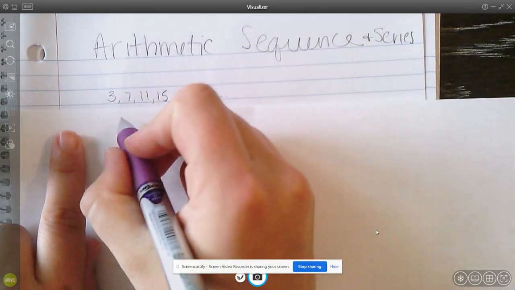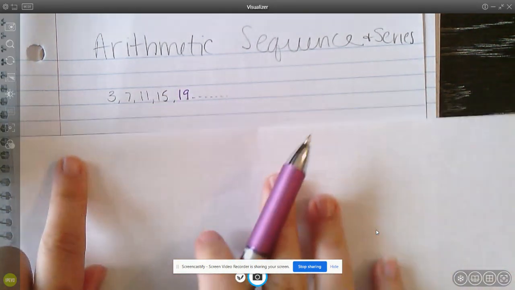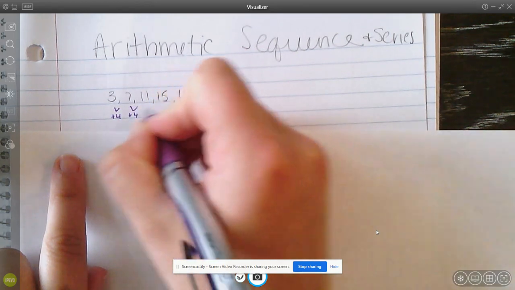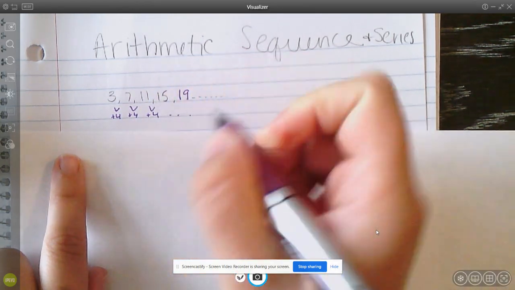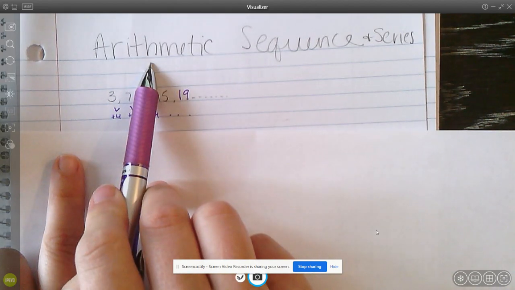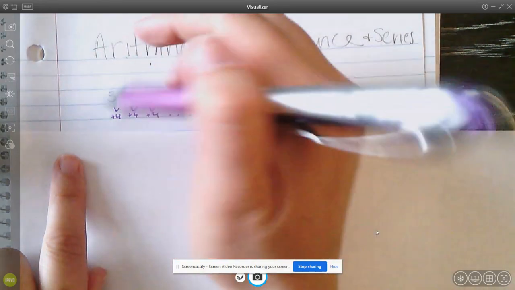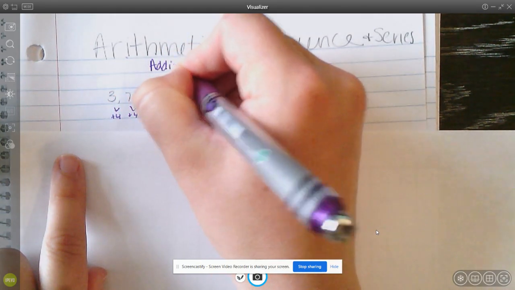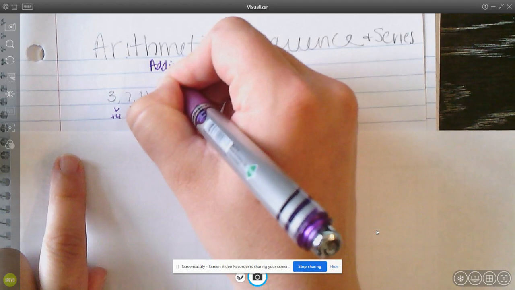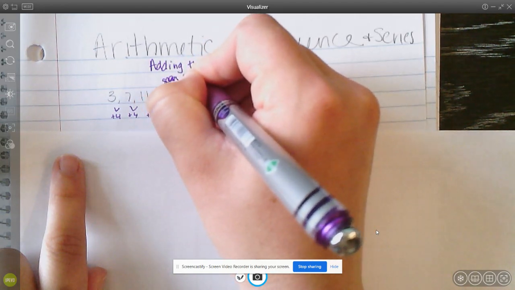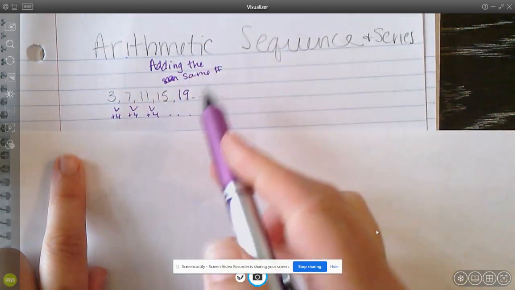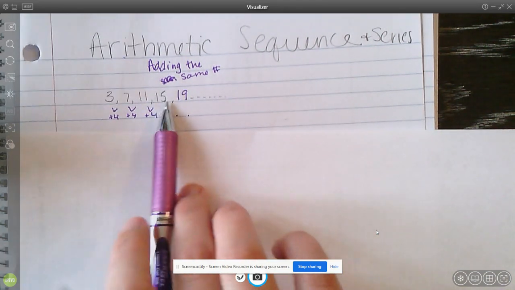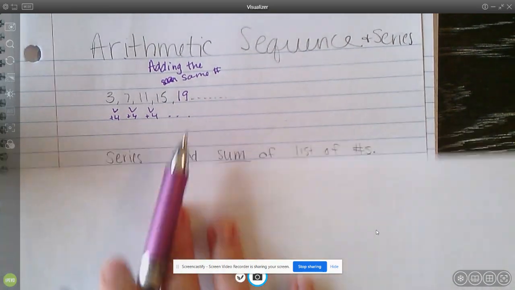Now if you notice, we're adding 4 to this every time. So this is plus 4, plus 4, plus 4, and so on. That is the arithmetic part. Arithmetic means that you are adding the same number. So we're adding 4 every time. A sequence is just a list of numbers. So that's all you need to know for that part.